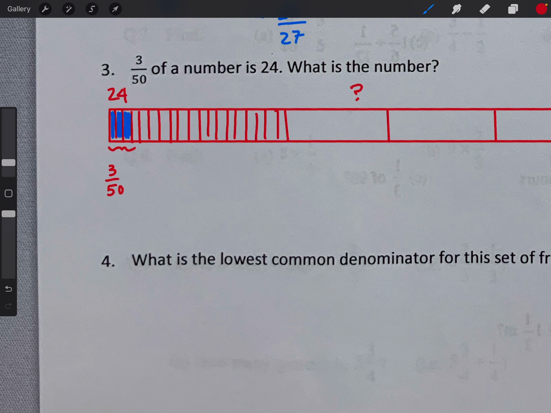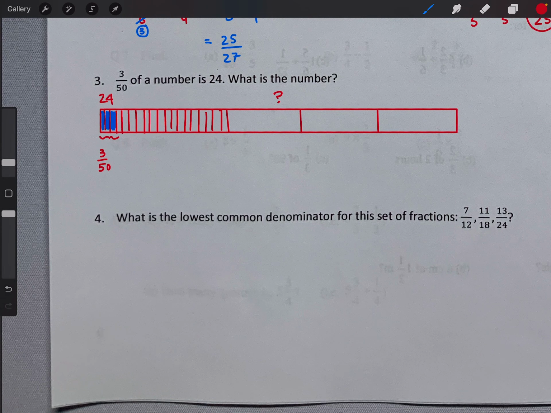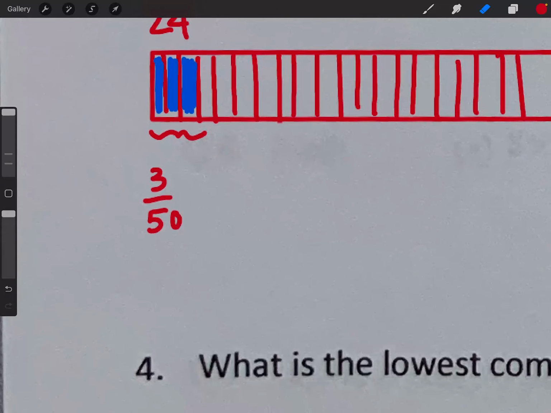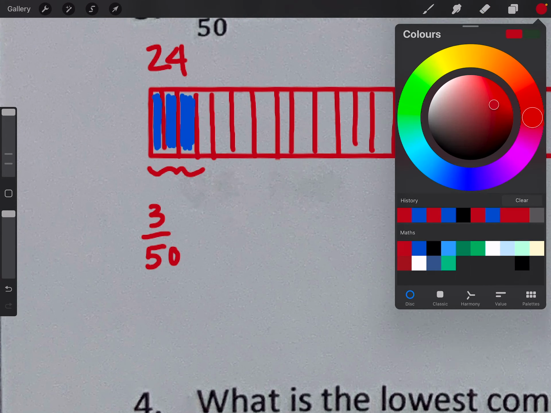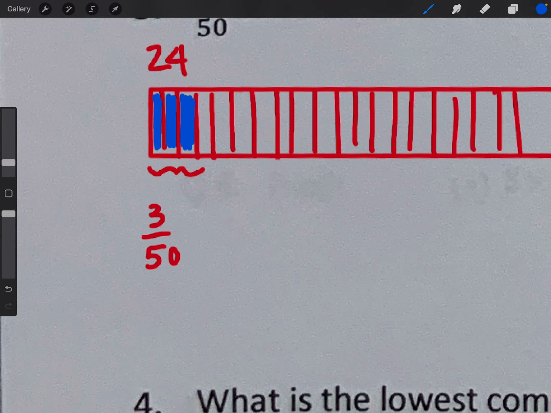Now it says, what is the number? So what is the whole amount? If part of the amount is 24, what is the whole amount? That's what the question is asking us to find. So all we got to do is say, okay, if 3 pieces is equal to 24, what's 1 piece? Well, 24 divided by 3 is equal to 8. So 1 piece is equal to 8.